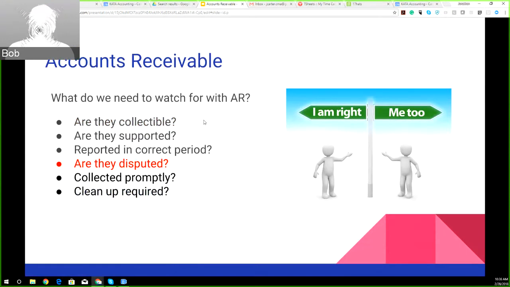Wow. You really have to clear up the disputes, because many customers will look for any excuse not to pay, whether they can pay or not. And a 25-cent difference on an invoice will give them a good reason not to pay.